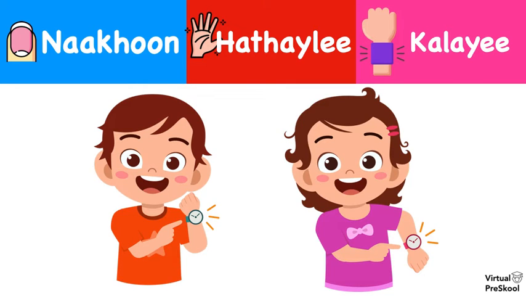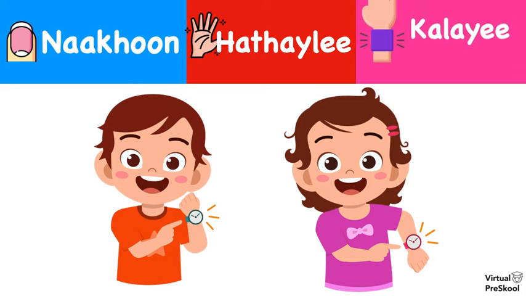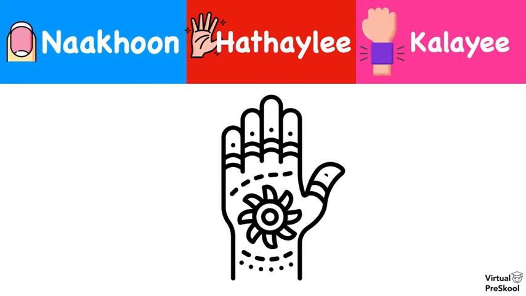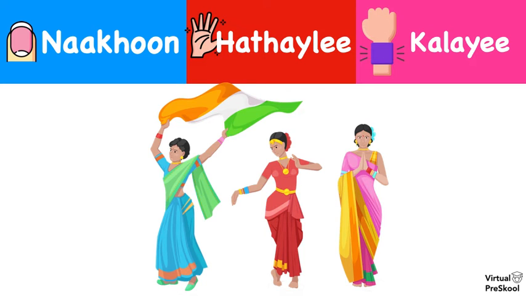They are wearing watches on their wrists. And what's wrist in Hindi? Is it nakhun, hatheli, or kalai? Kalai, wrist is kalai. Ooh, we have more Hindi, and it's on the palm of her hand. And what's palm in Hindi? Is it nakhun, hatheli, or kalai? Hatheli, palm is hatheli.